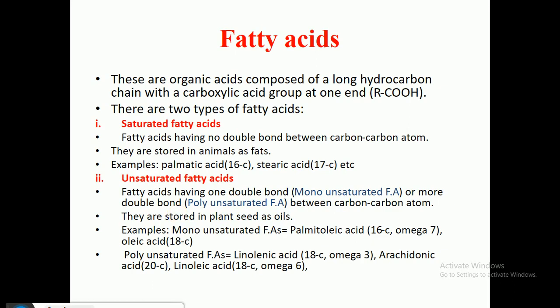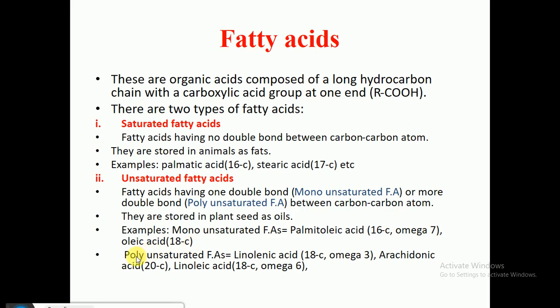Unsaturated fatty acids are stored in plant seeds as oils, while saturated fatty acids are stored in animals as fats. Examples of monounsaturated fatty acids are palmitoleic acid, which contains 16 carbon atoms, omega 7, and oleic acid, which contains 18 carbon atoms.